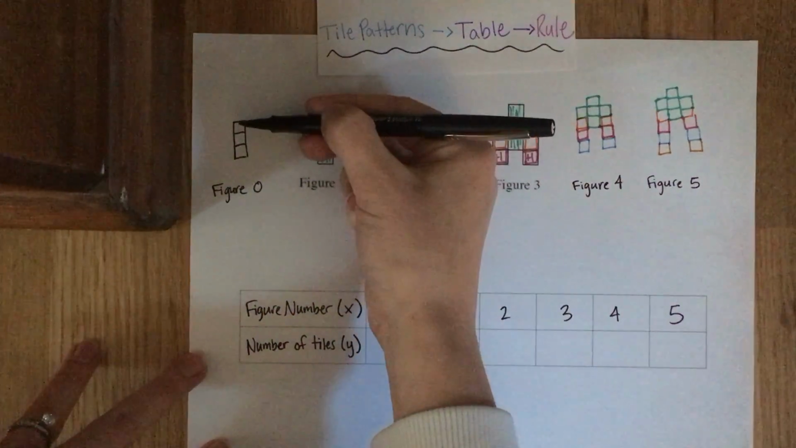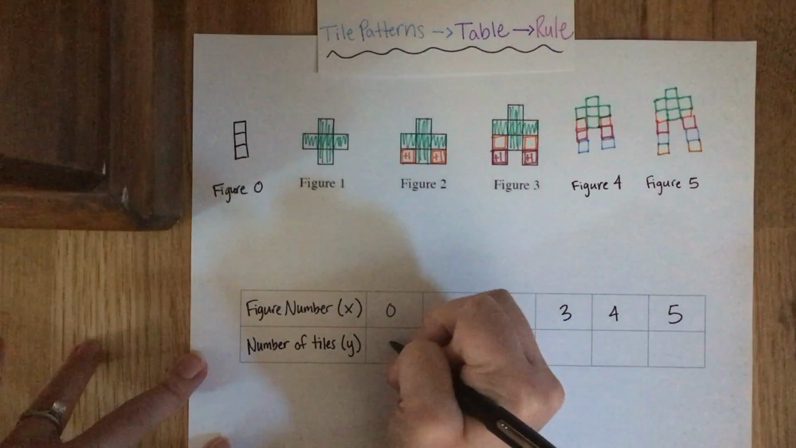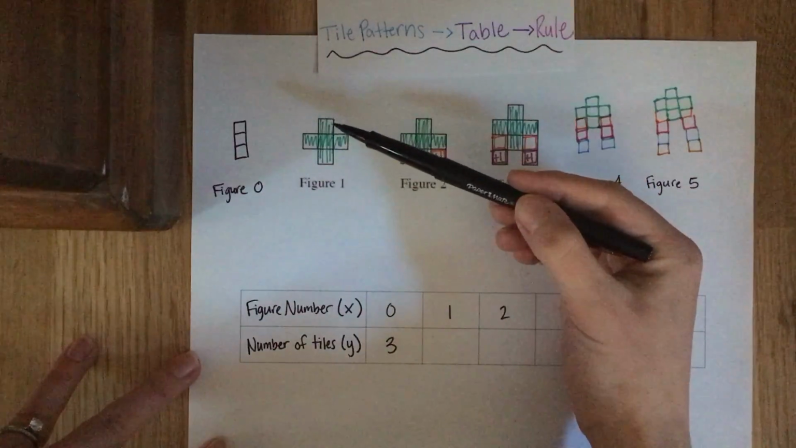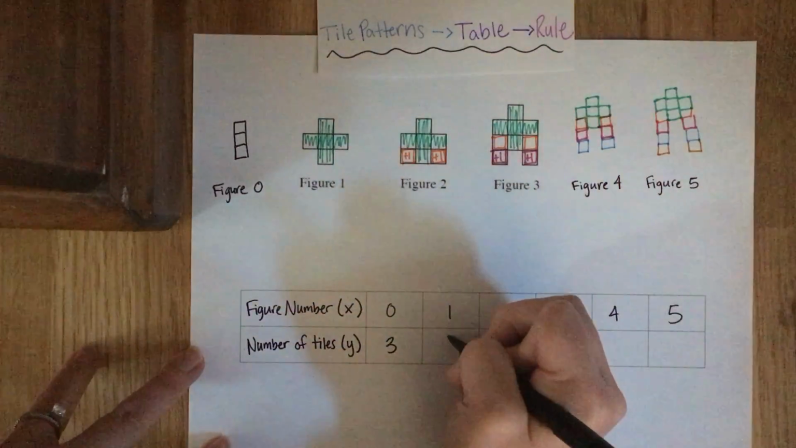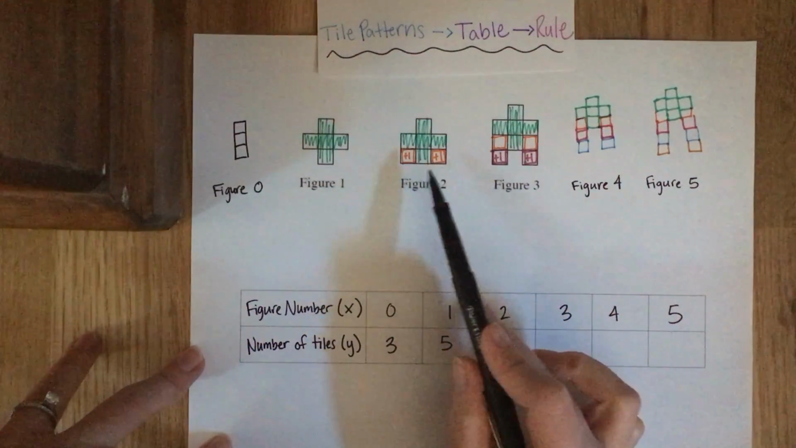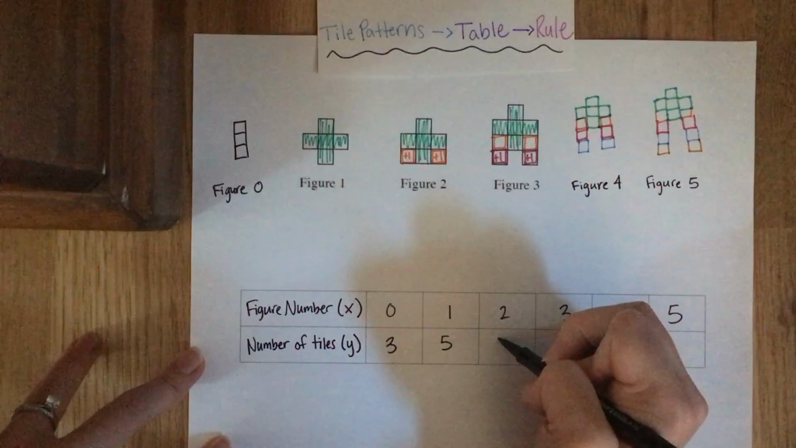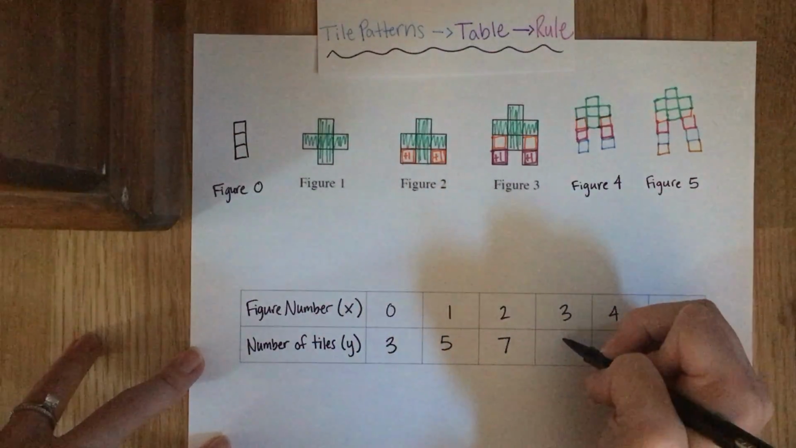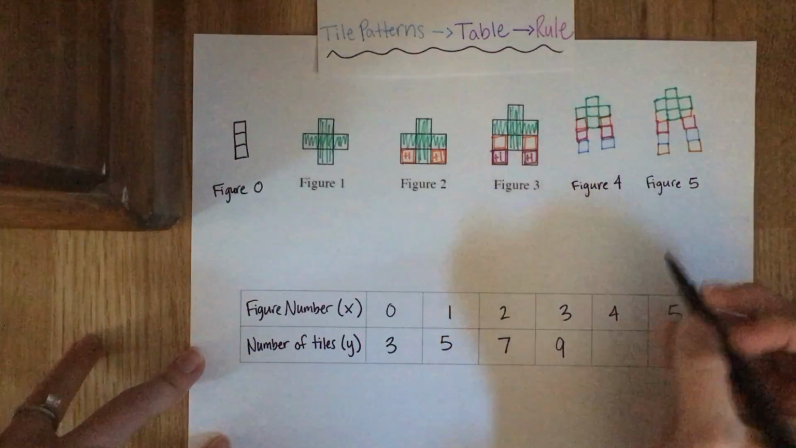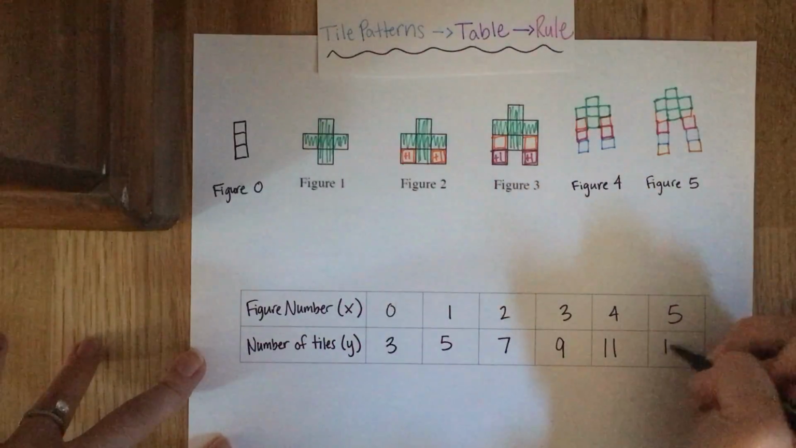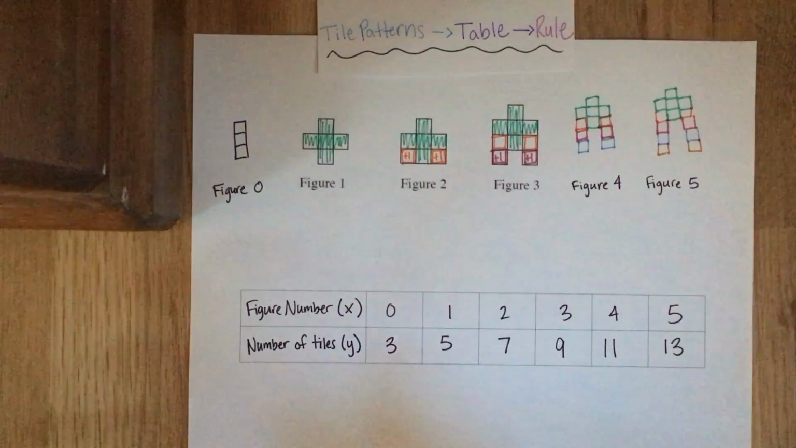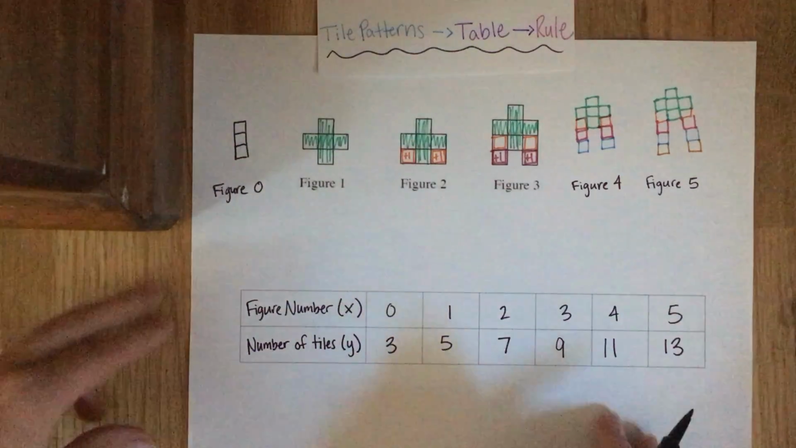So in figure 0, there's 1, 2, 3. As we saw, because we drew it several times, figure 1 has those 3 plus 2 more, so 5. And then I can keep counting, but I also kind of know the pattern. I'm adding 2 each time, which means this one's going to be 7. This one's going to be 9. This one's going to be 9 plus 2 more, and plus 2 more. That's my completed table. That's really all that I need to do.